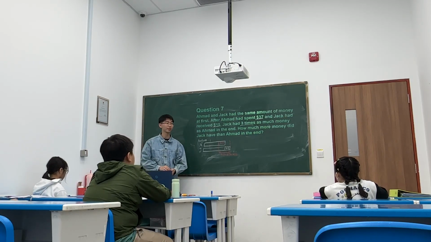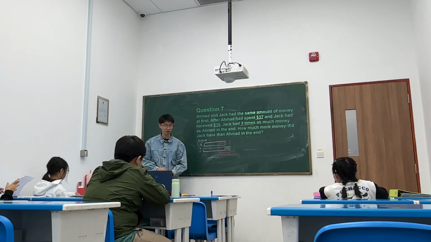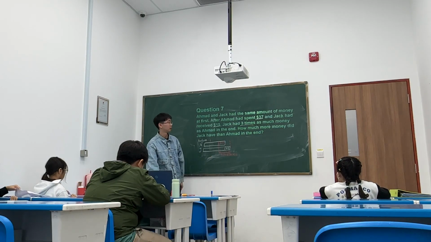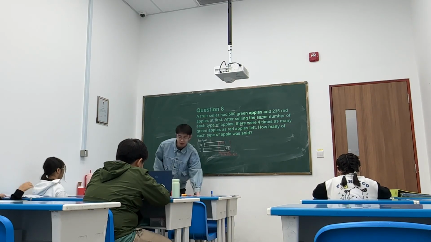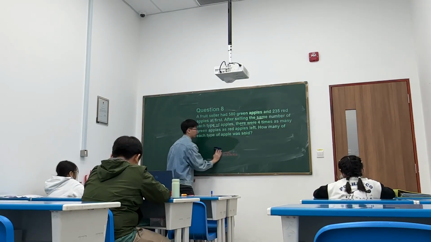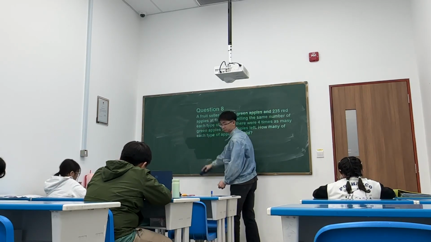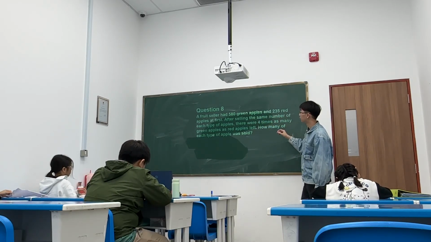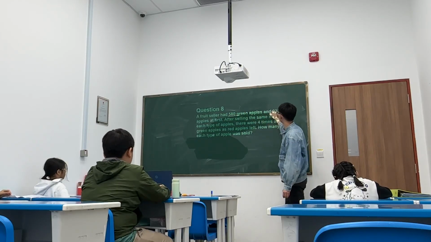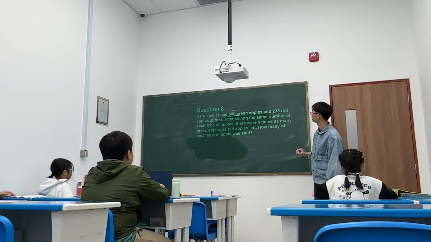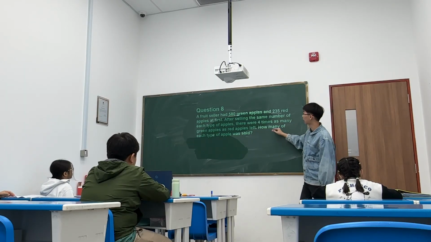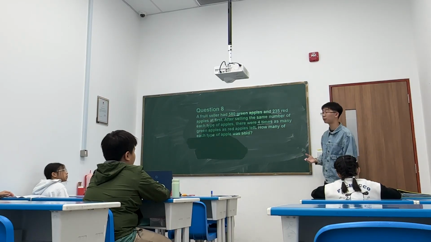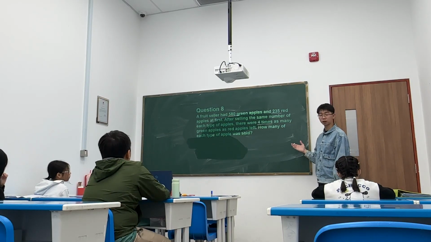Okay, finish the correction. Alright. Then let's take a look at question 8, the last word problem here. Okay, in this word problem, a fruit seller has 580 green apples and 235 red apples at first. Now, after selling the same number of each type of apples, there were 4 times as many green apples as red apples left. How many of each type of apples were sold?